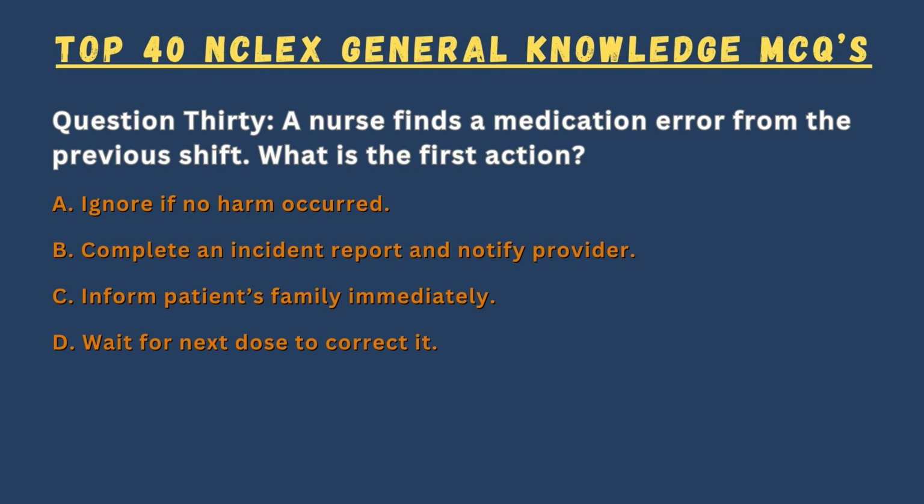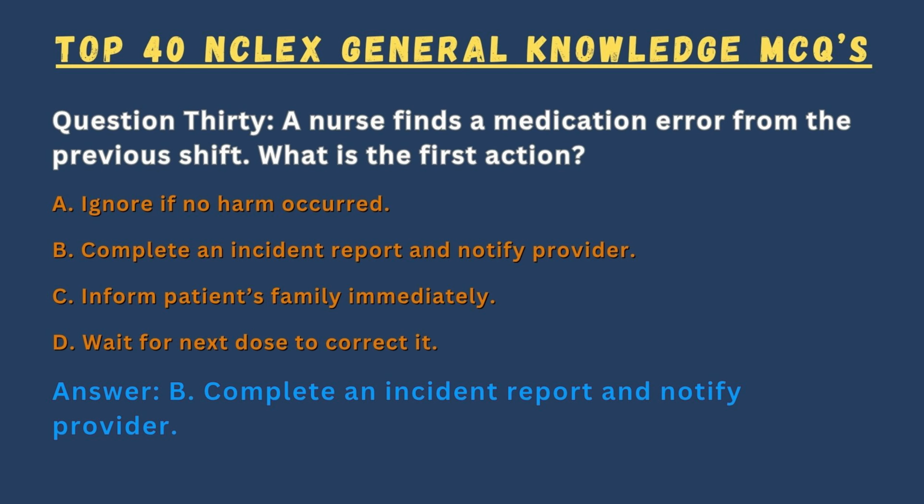Question 30. A nurse finds a medication error from the previous shift. What is the first action? A. Ignore if no harm occurred. B. Complete an incident report and notify provider. C. Inform patient's family immediately. D. Wait for next dose to correct it. Answer: B. Complete an incident report and notify provider.